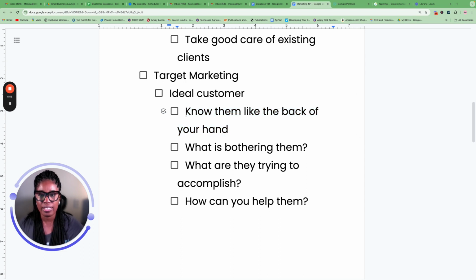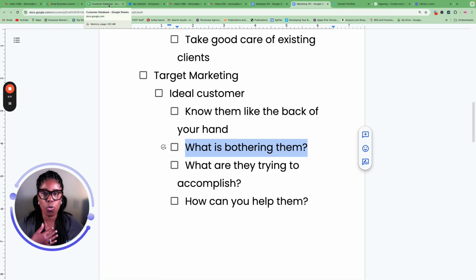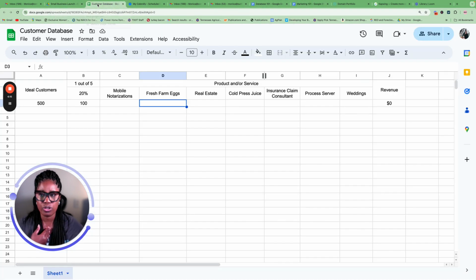You have to market to them effectively. You have to know them like the back of their hand. What is it that's bothering them? What is it that they're trying to accomplish? How can you help them? Well, I happen to know personally that I prefer farm fresh eggs or organic eggs, and the problem that I have is that the current eggs are too expensive. But I don't have anybody marketing to me to buy their farm fresh eggs.